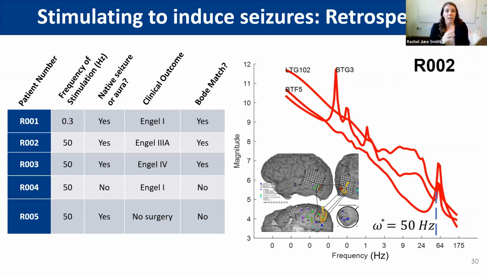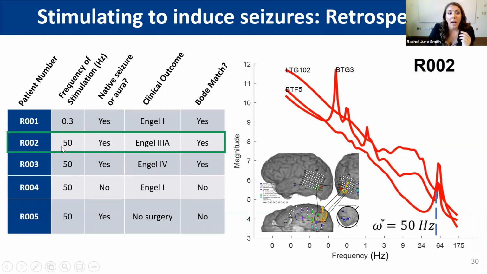So we said, okay, if we know that these are the stimulation frequencies and locations that triggered a seizure, let's see if that matches our Bode plot predictions, right? So we built Bode plots. What I'm showing here is an example from R002, which is this one here. They stimulated at 50 hertz, and we see that there's a peak at around the 50 hertz region. So it was stimulated during functional mapping, got a seizure, and it matches one of the peaks in our Bode plot.